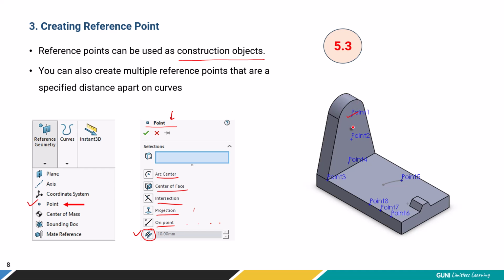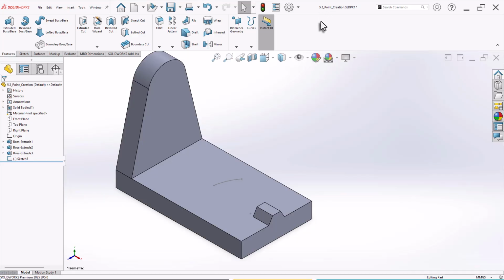Look at over here, the first option, which is arc center, center of the face, intersection, right? Sorry, projection, intersection, equidistance point, and a point on a curve. So let's practice this exercise 5.3. Now open the exercise 5.3.